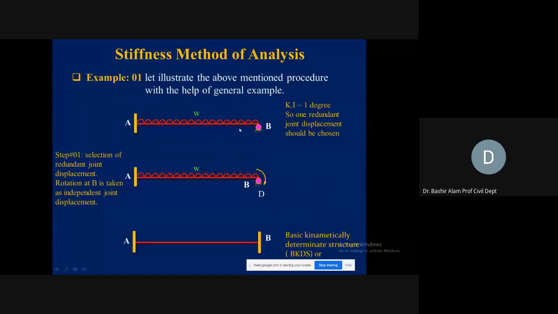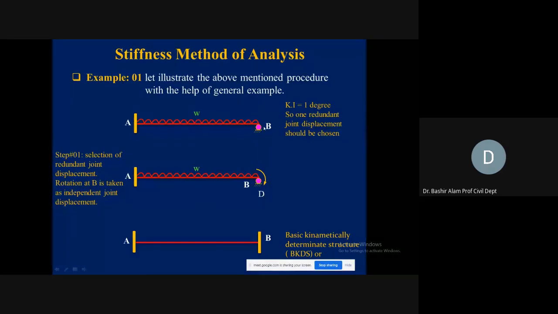Now, if we ignore the axial effects, this beam becomes a 1 degree indeterminate problem, and that 1 degree is just the rotation at B. Theta B is the unknown rotation, shown here in orange. Kinematic indeterminacy is equal to 1, so one redundant joint displacement should be chosen, and that is the rotation at B.